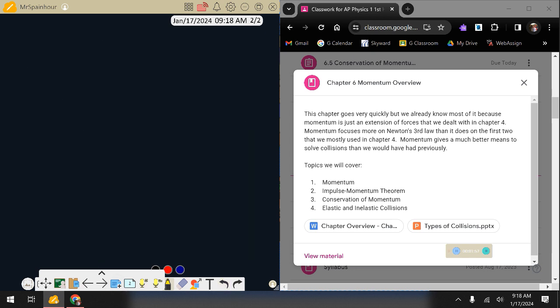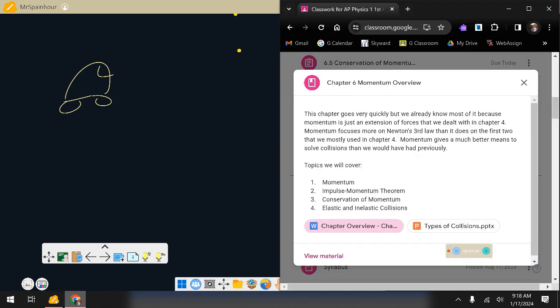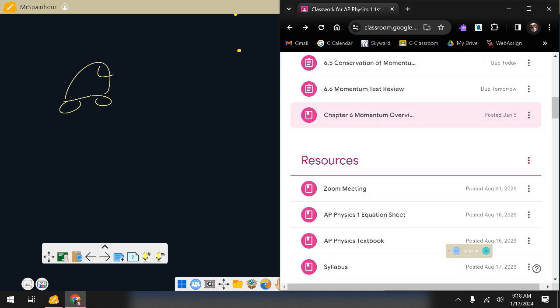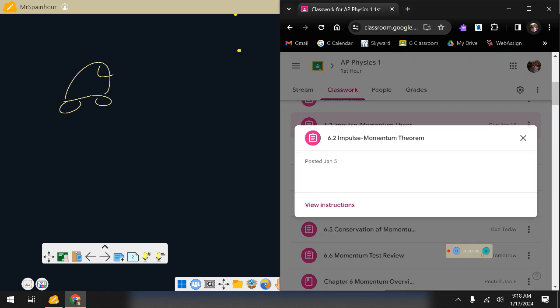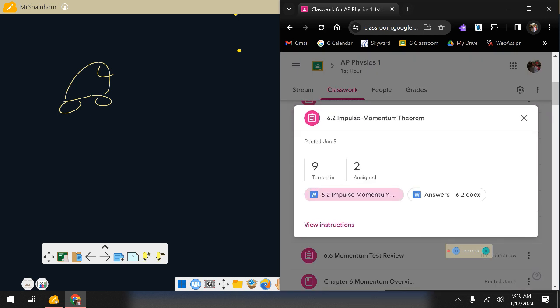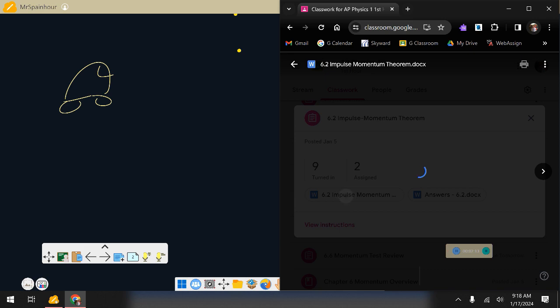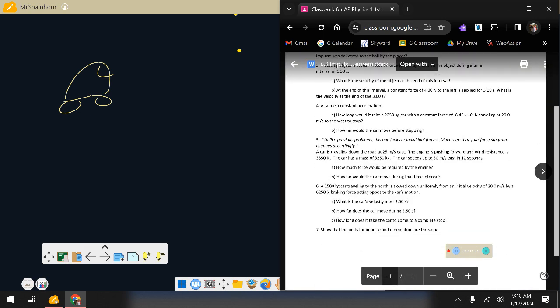So in other words, we did this problem with a car early on. I think it was impulse momentum theorem, but let's check. There it is.